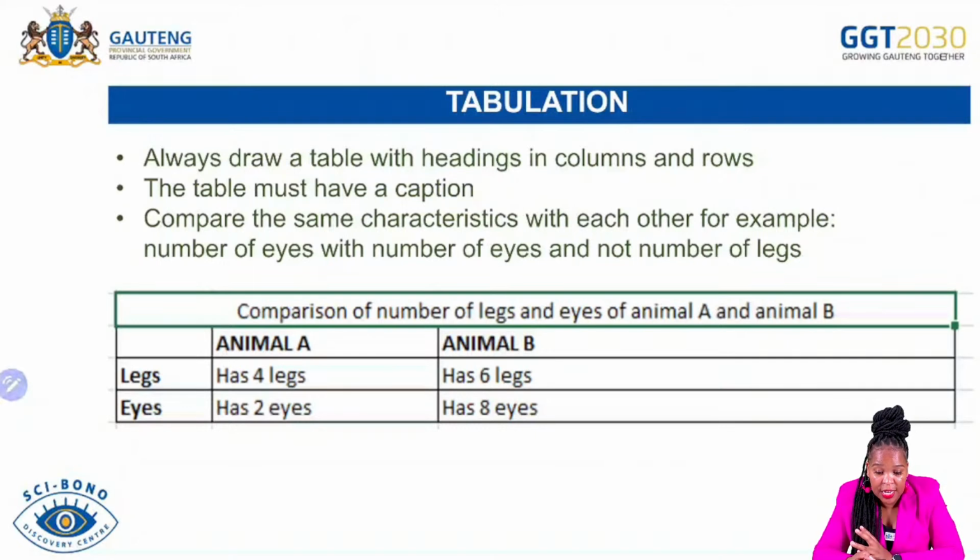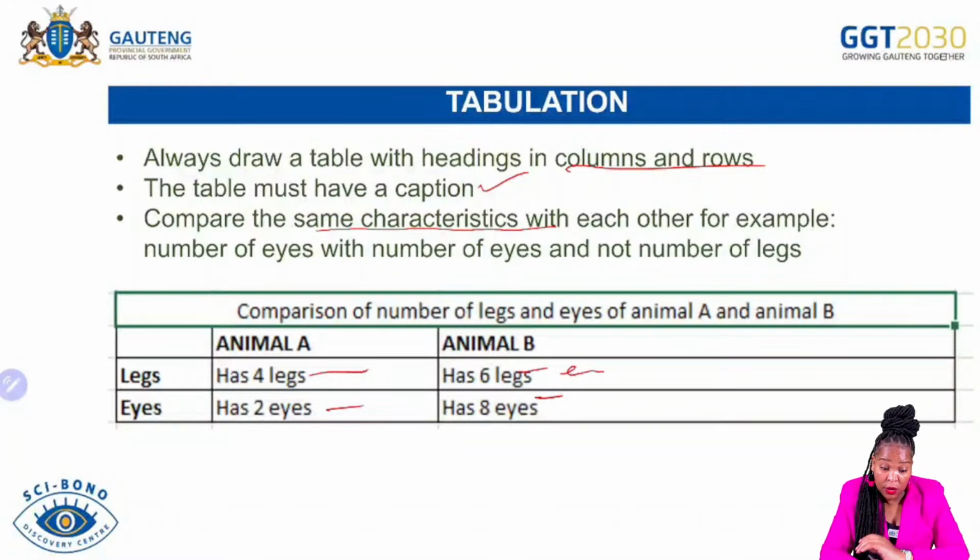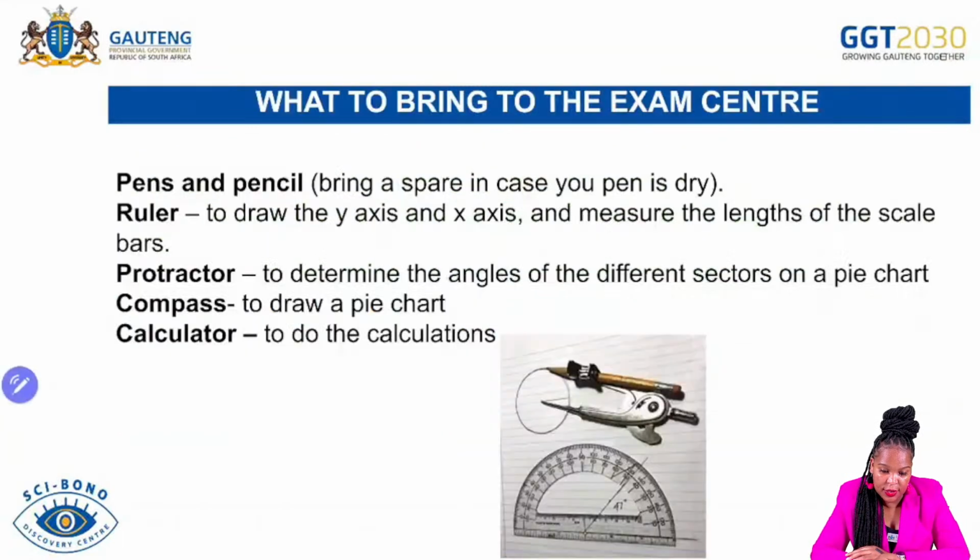Tabulation, always draw a table with headings in columns and rows. We've spoken about that. Then the table must also have a caption. You must compare the same characteristics, legs with legs, eyes with eyes. You cannot be talking about legs this side and then eyes this side. Right. And then, right, yes, that is that.